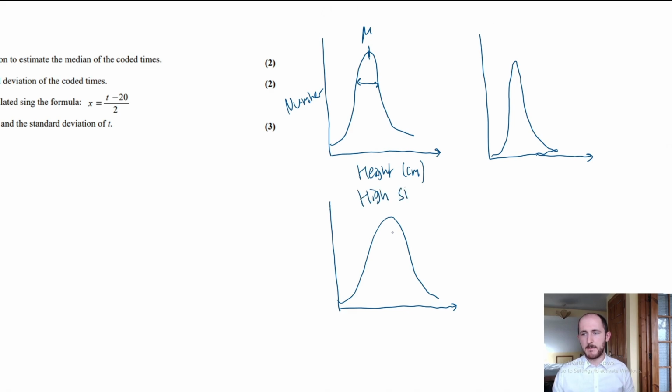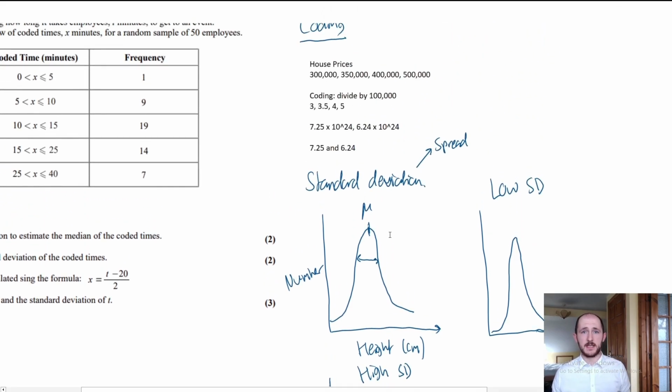So again, it's a measure of spread, and the higher the standard deviation, the greater the spread. It's basically saying that on average, these values are further apart if they have a high standard deviation. Low standard deviation means that they're very close together. And a standard deviation of 0 means that all the values are the mean. Okay? So, how exactly do we work it out?